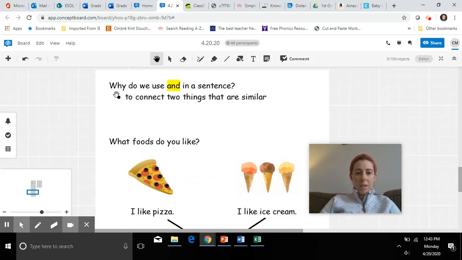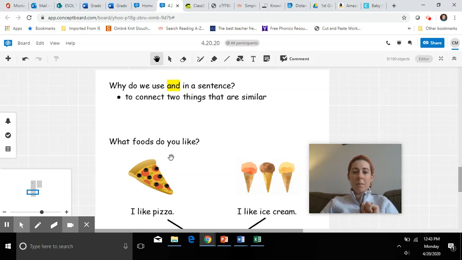Okay, let's read this question together. Why do we use and in a sentence? Okay, why do we use that? We use and to connect two things that are similar. Okay, similar is close to the same. So we use and to connect two things that are similar.